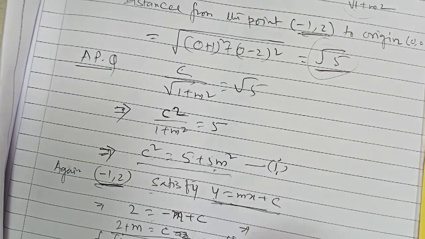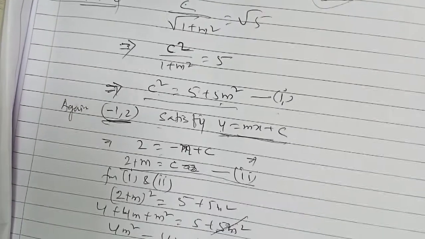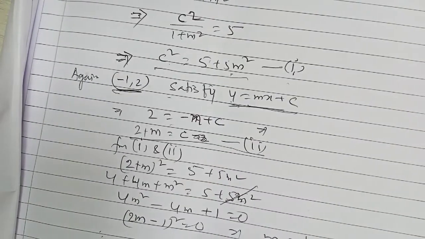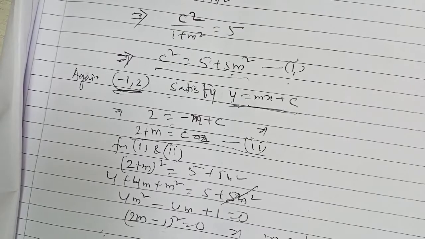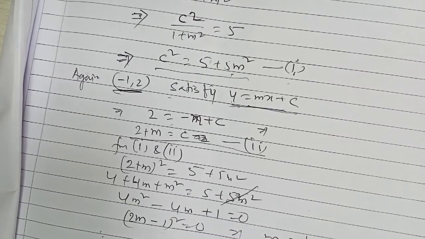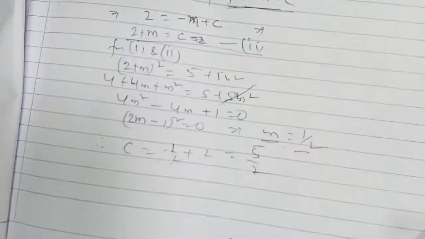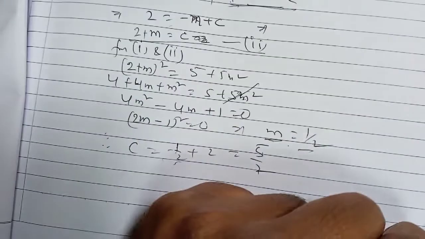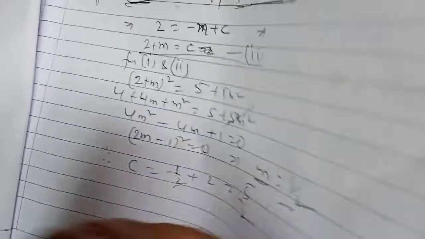Now we'll solve equations 1 and 2. Equation 2 has one variable, so we can easily solve. Sorry, m is coming 1 by 2, and putting the value of m, we get c is 5 by 2. Okay, there is another method also, but you can follow this one.